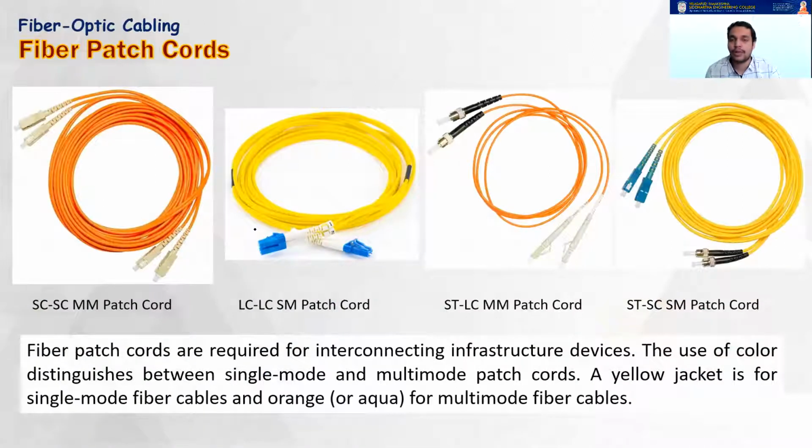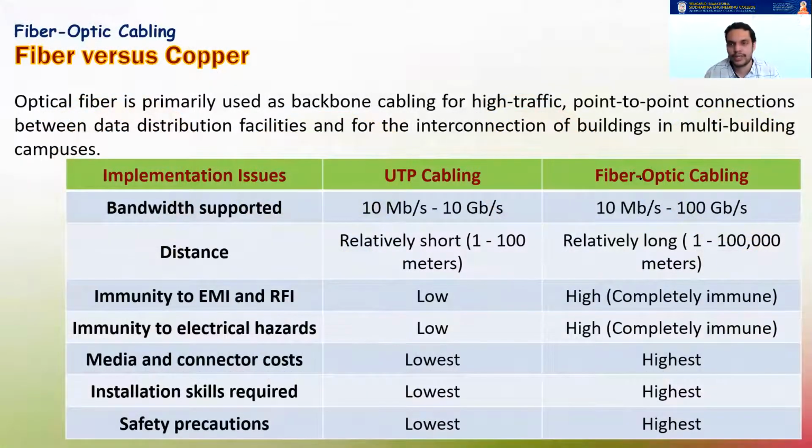The other ones we also call patch cords. So the fiber patch cords are required for interconnecting infrastructure devices. The use of color distinguishes between single mode and multi-mode patch cords. A yellow jacket is for single mode fiber cables, and the orange one, or the aqua, is for multi-mode fiber cables. So based on the color, you can clearly distinguish whether you are using a single mode or a multi-mode patch cord. And also check it out in this diagram, where you can see the different patch cords have different connectors connected to them. You can also observe what type of connectors are being used. So it begs the difference.